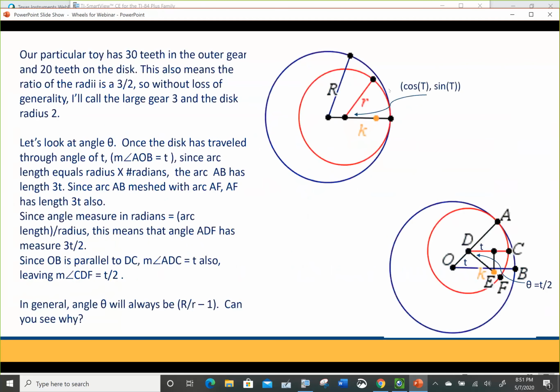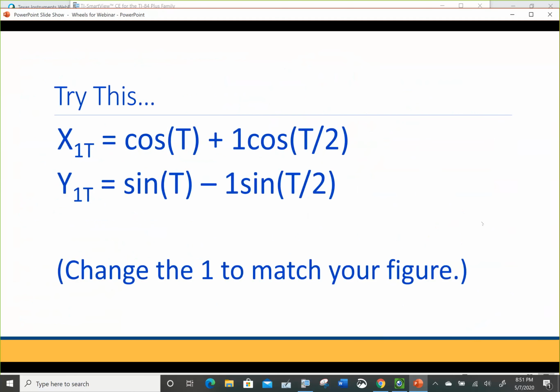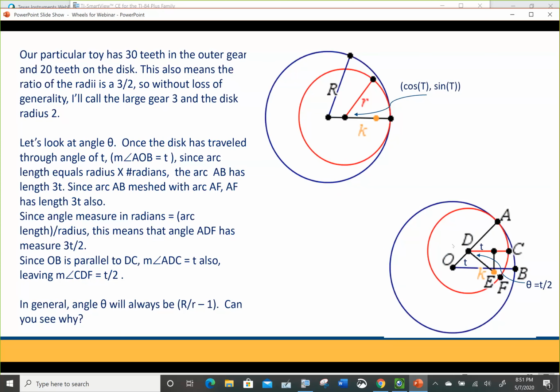Okay, we weren't using 3T/2 because this angle ADC was already T. Angle ADF was 3T/2. And if ADC was T, then our angle theta that we talked about earlier was only the CDF part, and 3T/2 minus T left us with just T/2. Did that answer your question?